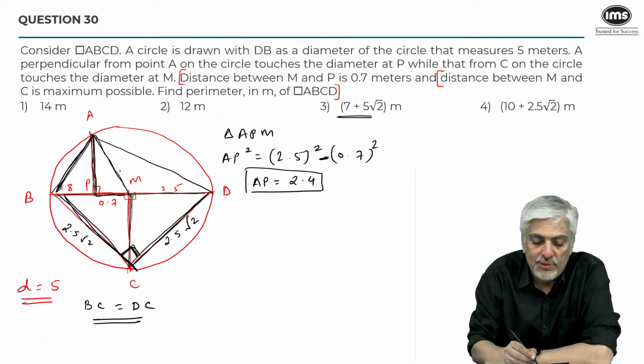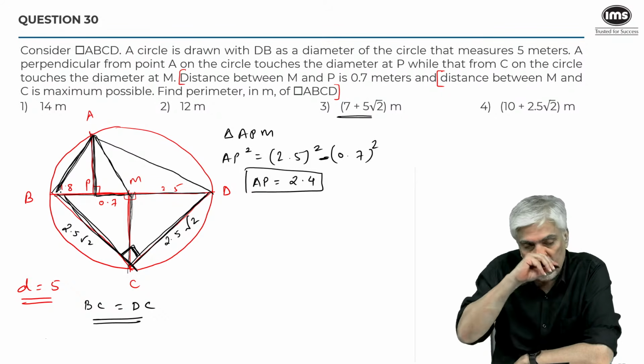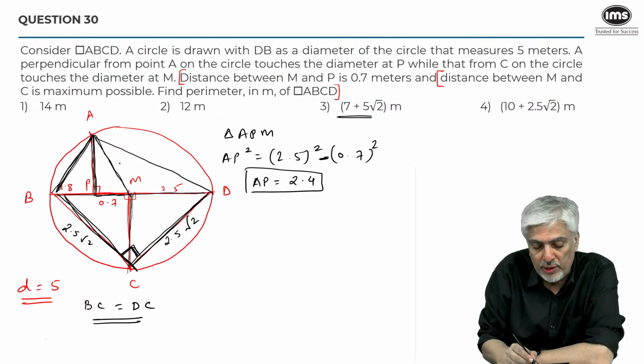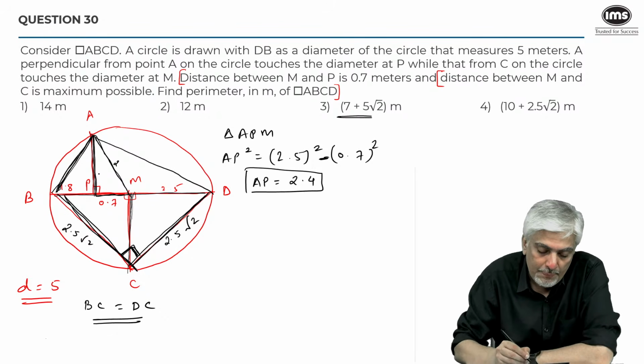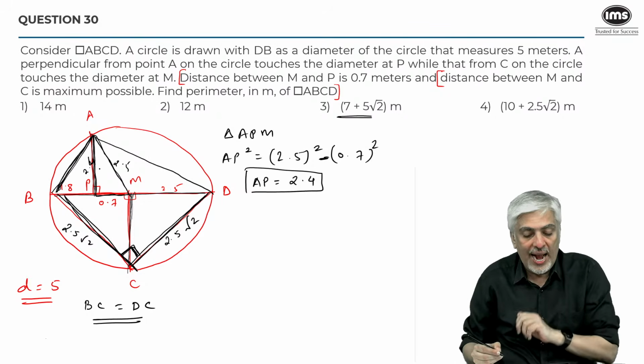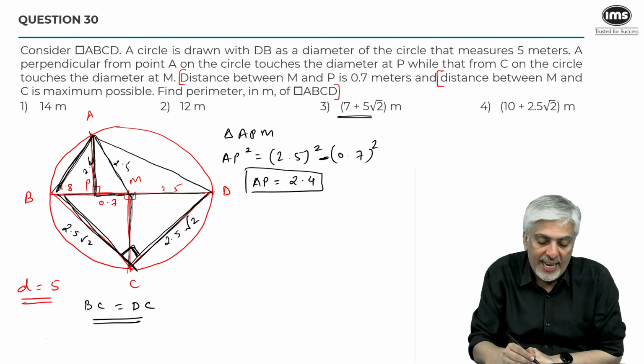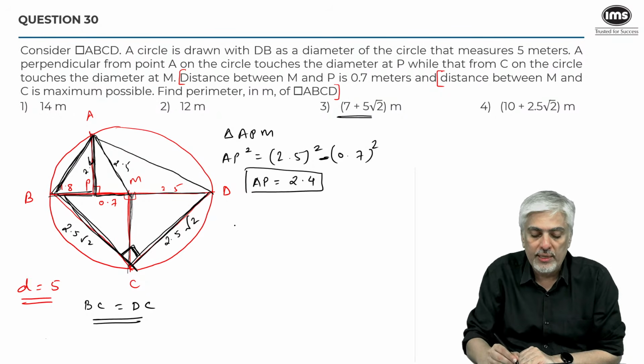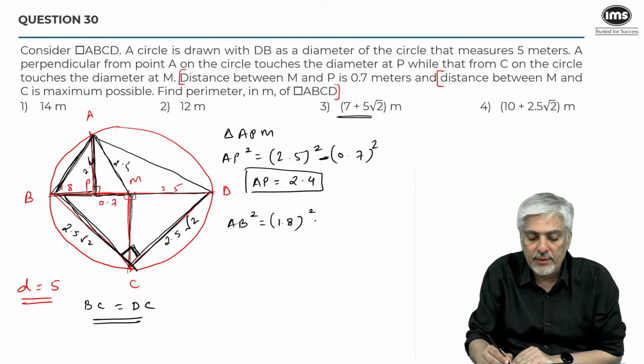Don't waste time, save time. Like save water, save time for CAT. So I got AP as 2.4. This was 2.5. Now, I need to find what? I need to find AB. So again, that will be one Pythagoras, 1.8 and 2.4. AB square will be 1.8 square plus 2.4 square.